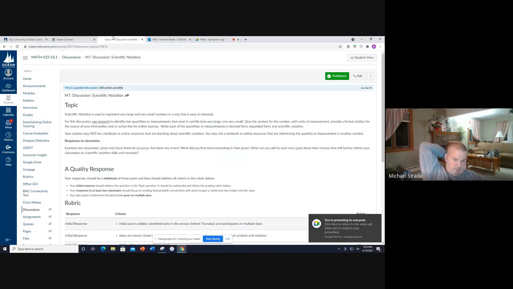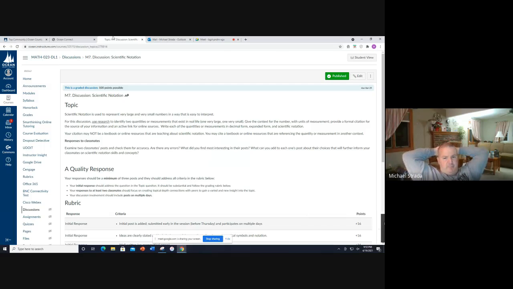The topic: scientific notation. Scientific notation is used to represent very large and very small numbers in a way that is easy to interpret. For this discussion, use research. Okay, so you're looking things up to identify two quantities or measurements that exist in real life, one very large, one very small. Give the context for the number with units of measurement. Provide a formal citation for your source of your information and an active link for online sources.